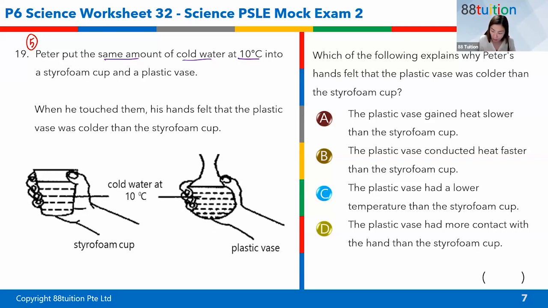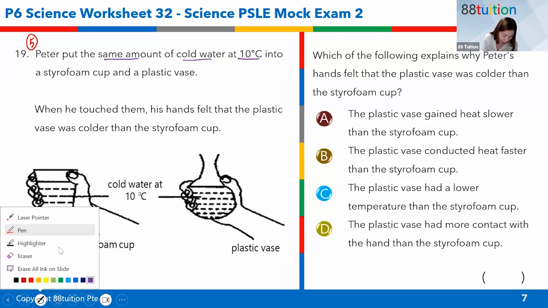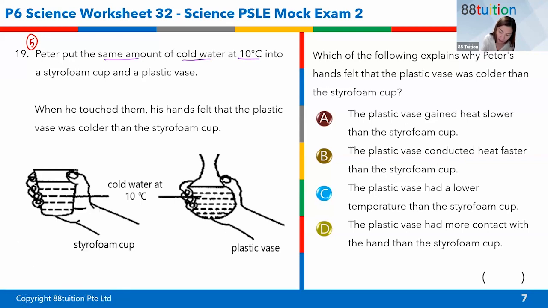So when you are answering this question, let me see who got this wrong. Okay, now I see it. Take note: the plastic vase conducted heat faster, so it is taking heat from your hand faster than the styrofoam cup.